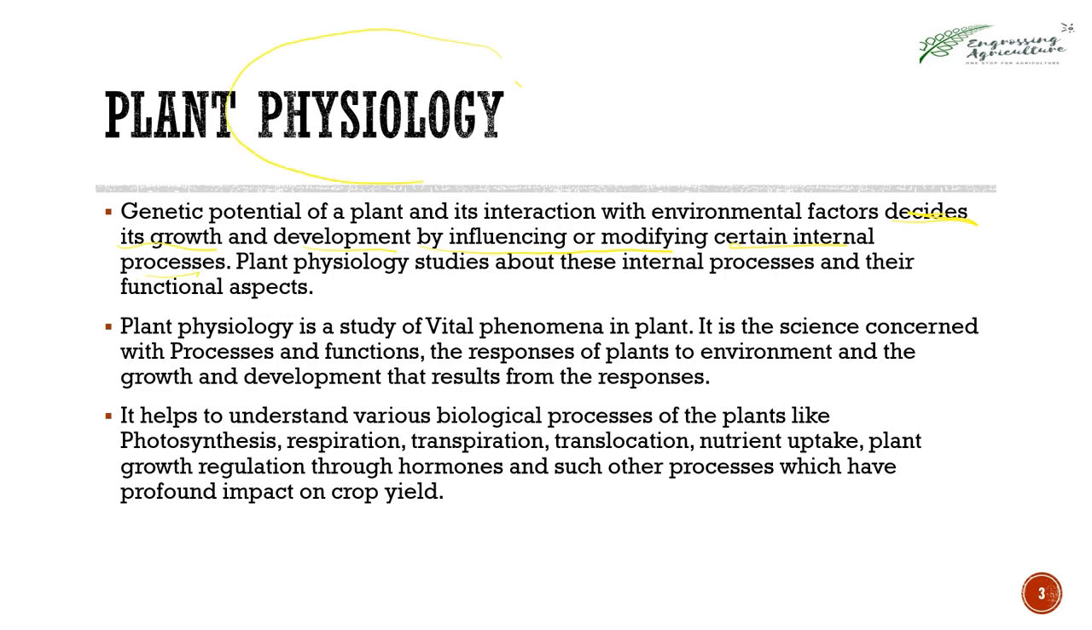I guess physiology is not a new word to all who are pursuing agriculture. We have studied physiology in class 11th and 12th. So physiology is basically the internal happening, like what is going on inside the plant body. Next we have plant physiology is a study of vital information. Vital information means all the information which is required for plant growth and habitat. It is a science concerned with processes and functions, which I already told you. Processes means respiration, photosynthesis, movements, water uptake, water release, mineral uptake, and many more, along with their functions.